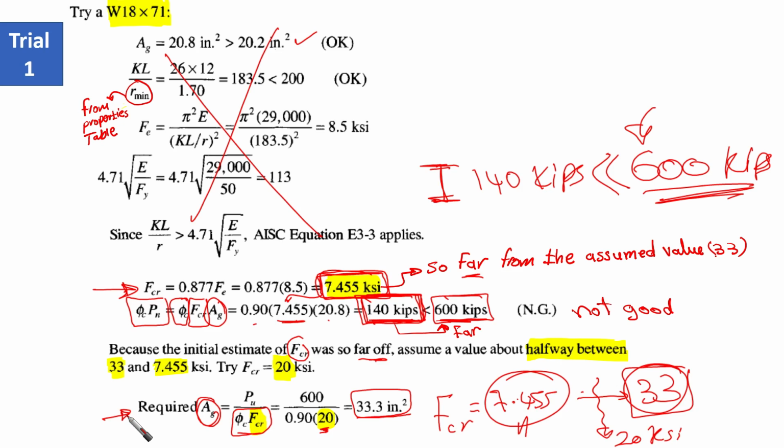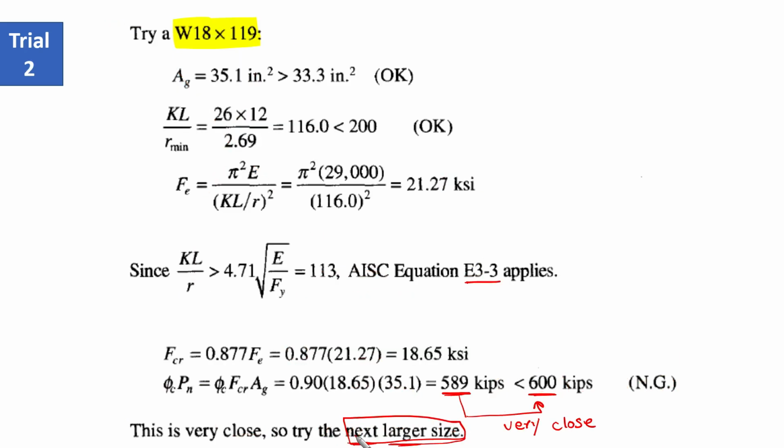Let's go to our table and try to find another shape other than this shape that has area gross larger than 33.3. So now this is the second trial for us. Go to your manual and try to find area gross larger than 33.3, and you're going to find this W18x119. This section is going to provide 35.1 square inches, which is larger than the required area gross.